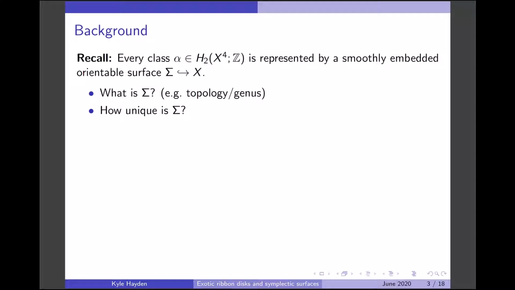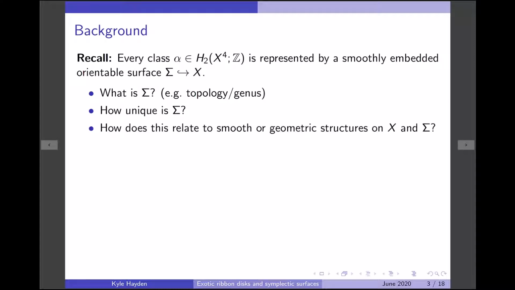And it's pretty easy to see that the answer to that is no. You can always increase the genus, but let's say you fix the genus, then how unique is Sigma? And then finally, how does this relate to the smooth or geometric structures that X might carry? So for example, if X supports multiple smooth structures, when I fix a homology class, does the type of surface I can use to represent it depend on the smooth structure in question? And that question turns out to be a really useful way for probing smooth structures on X.